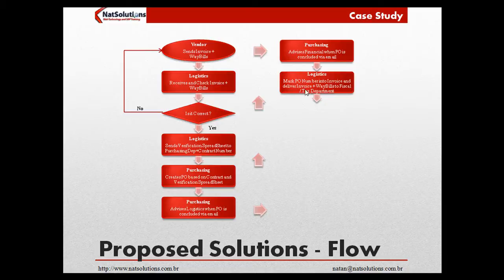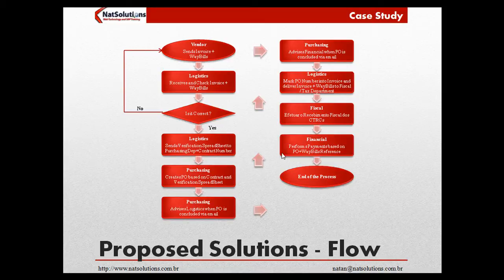Logistics will mark the PO number on the invoice and deliver the invoice plus waybills to the fiscal tax department. The fiscal tax department will perform, sorry, it's in Portuguese, the MIRO, which means invoice verification, for each waybill. And the financial department will perform the payment based on the purchase order, waybills, and the verification spreadsheet. Okay. This is the end of the process.